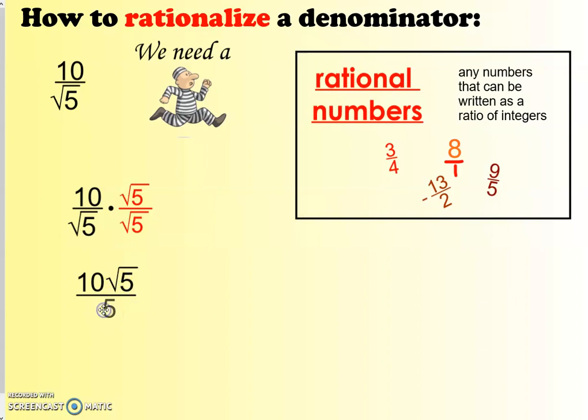One 5 gets out, the other one's not so lucky. And then we end up with 10 radical 5 over 5. Now, look at the numbers that are not in jail. These two numbers here. We can simplify 10 over 5. 5 goes into 5 once, and 5 goes into 10 twice. And so ultimately that gives us 2 radical 5 over 1. That's our answer. That's how we rationalized the denominator.